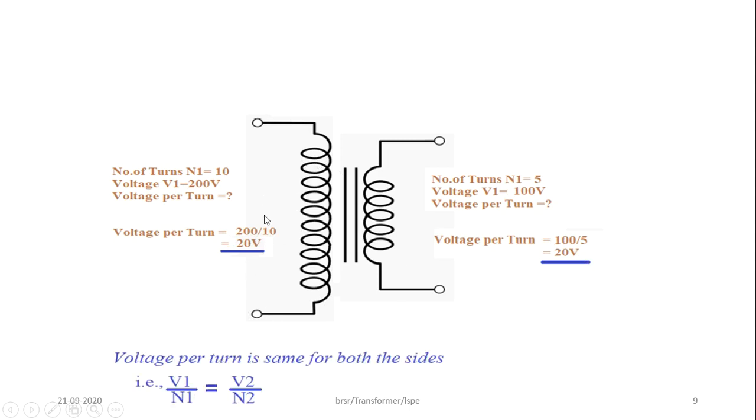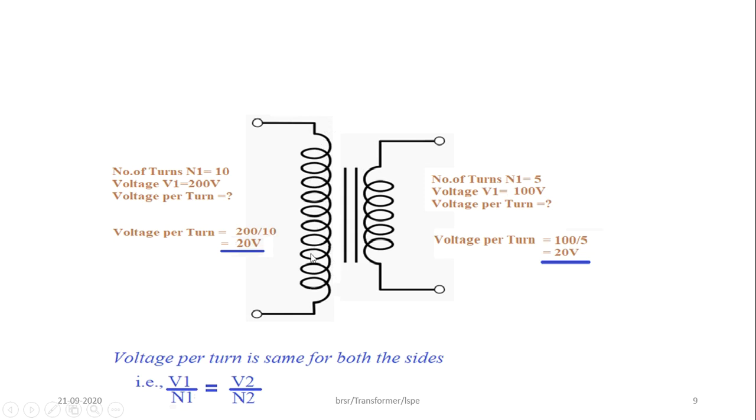So we can write, if V1 is the voltage in the primary side, N1 is the number of turns of the primary side, V2 is the voltage on the secondary side, N2 is the number of turns on the secondary side. We can write V1 by N1 is equal to V2 by N2. This is the voltage transformation ratio. From this we can also understand one thing.